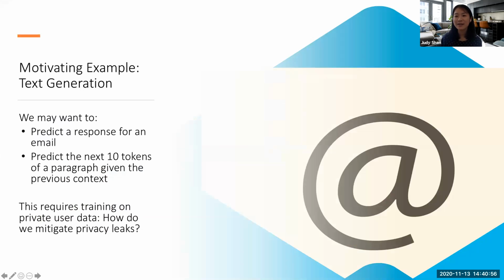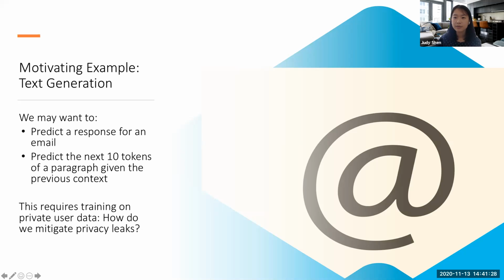As a motivating example, I want us to begin by thinking about text generation. For example, with our smart inboxes, we might want to predict a response for an email, or predict the next several tokens of a paragraph given previous context. If we want our models to work well, fine-tuned and relevant to the specific subject matter we care about, we might want private user data. And so we want to think about how to make this private.